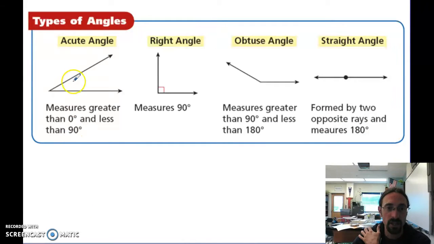You're probably already familiar with these. Acute angles are between 0 and 90. Right angles are exactly 90 degrees. Lots of special properties with these. Obtuse angles are greater than 90 but less than 180. And a straight angle is formed by two opposite rays, and their measure is exactly 180 degrees. Make sure that these terms are listed in your definition section.